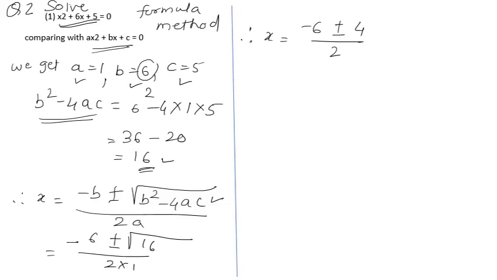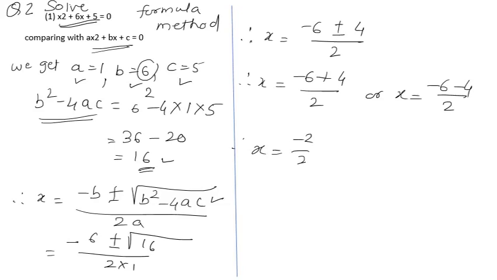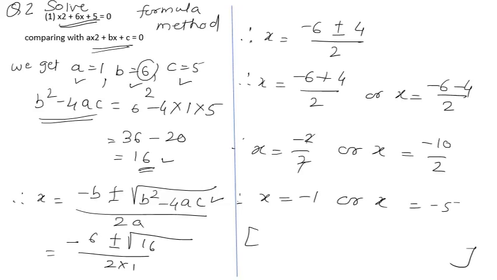Now here we are going to separate the two roots. Therefore, x equal to minus 6 plus 4 upon 2, or x equal to minus 6 minus 4 upon 2. Therefore, x equal to minus 2 upon 2, or x equal to minus 10 upon 2. Therefore, x equal to minus 1, or x equal to minus 5. Again, write the answer. Minus 1 and minus 5 are the roots of the given quadratic equation.